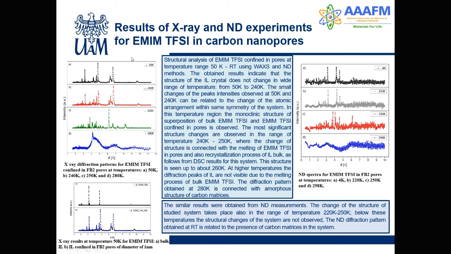Analysis of the structural method for confinement systems shows that we can see a solid structure at lower temperature, which is not changed until 240. At higher temperature, we can see the change of the structure of the system related with the solid-solid phase transition of the bulk and also with the pore melting points. The same results we can see from neutron diffraction: at lower temperature, until practically 240, there is no change of the structure of the system, and we observe changes since 250 Kelvin, where we have a solid-solid phase transition and also a melting point in pores.